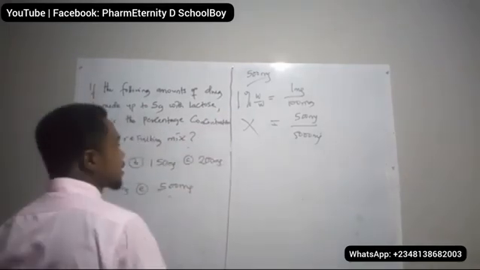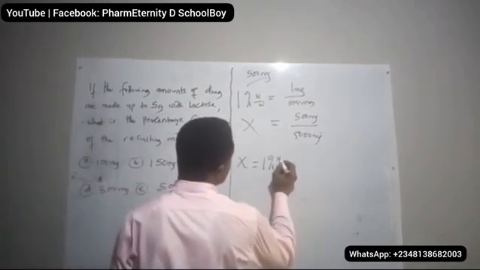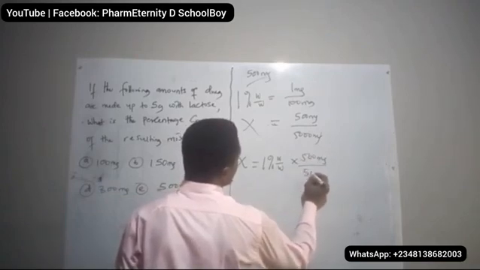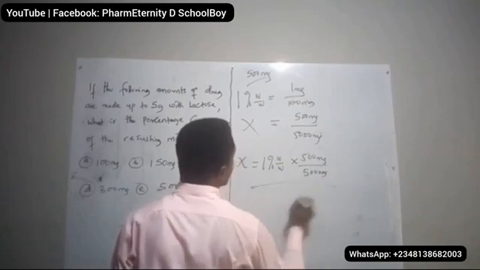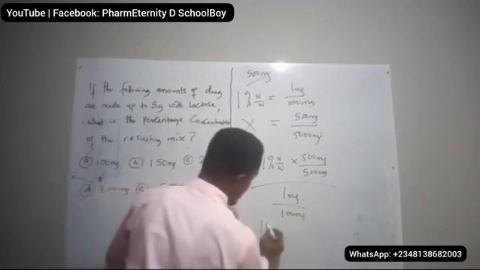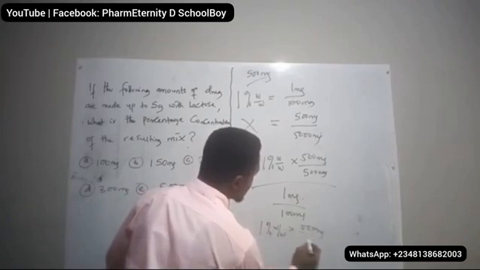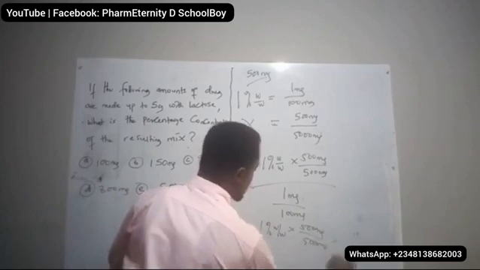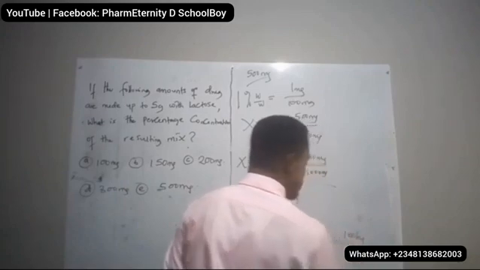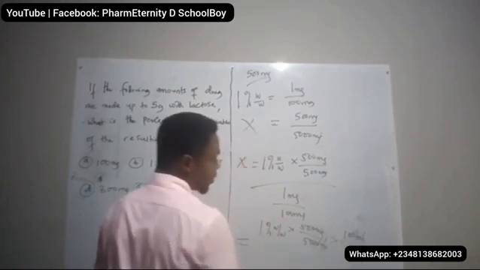So what it implies is that X is now equal to 1% weight per weight times 500 milligram over 5,000 milligram, divided by 1 milligram over 100 milligram. This is the same thing as 1% weight per weight times 500 milligram over 5,000 milligram times 100 milligram over 1 milligram. So milligram will cancel milligram. 20 cancels 20 here, remaining 50.